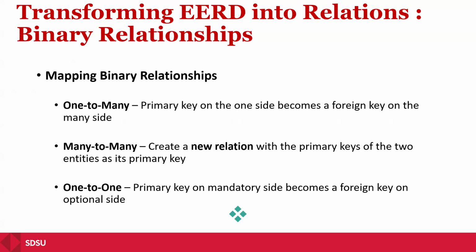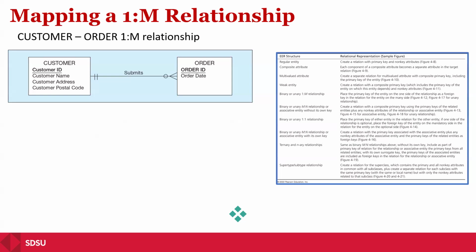Now, a many-to-many relationship we cannot map in the relational data model. So we need to create a new relation in the middle that helps us to manage the relationship as two one-to-many relationships. So we are going to have one relation in the middle to replace the many-to-many relationship. And one-to-one is pretty simple. We put the primary key on the mandatory side of the relationship and the foreign key on the optional side of the relationship. All right. So let's look at the example.